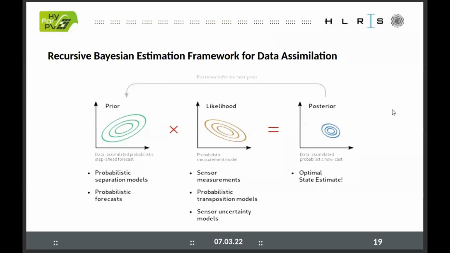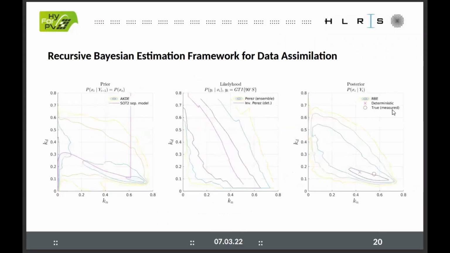And that's a data assimilated probabilistic estimate. So no matter how bad your measurements were, you don't have to throw them away. You just have to give them more uncertainty, and it will reflect on a higher uncertainty on your posterior. Then the posterior comes back and informs your step ahead prior for the next iteration.